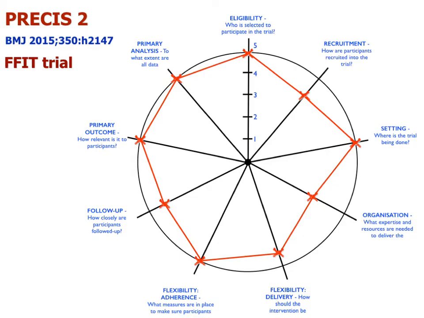This is what my scoring looked like for PRECIS-2. It looks highly pragmatic, I think. Others may disagree, but you can see from the crib sheet how I've scored. I just wanted to highlight a couple of things, one of which is organisation. Organisation is possibly one of the most tricky domains on the PRECIS-2 tool.